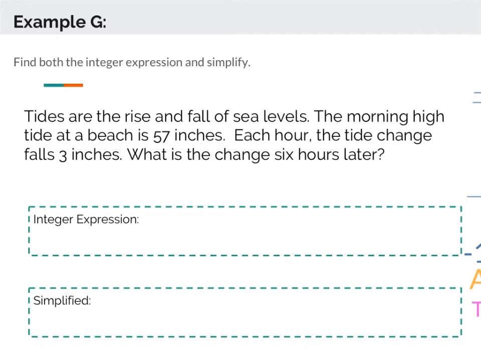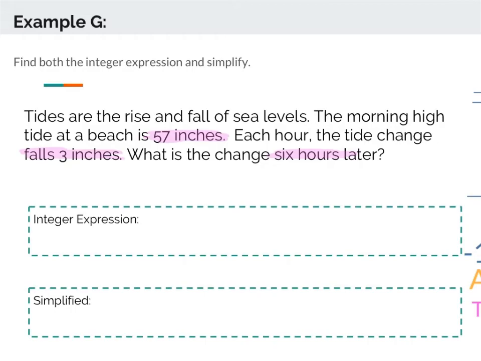So I'm going to go through first and highlight important information in my problem. So I know first that the morning high tide is at 57 inches. I see numbers here, so these numbers are probably important to my problem. Each hour, the tide falls 3 inches. So it falls 3 inches every hour. That's important information. What is the change 6 hours later? So again, I see numbers, so I know that's probably an important piece of information.